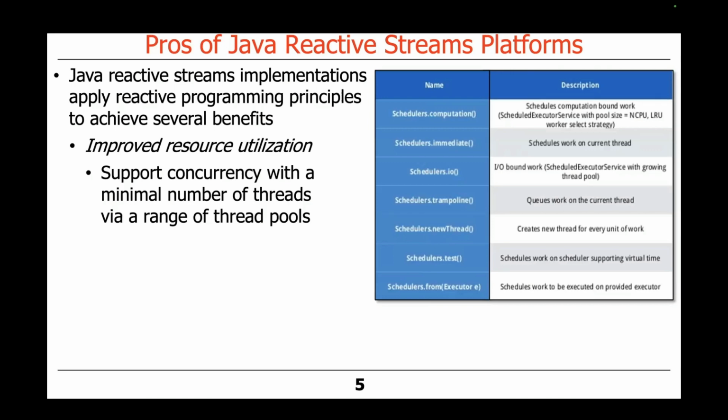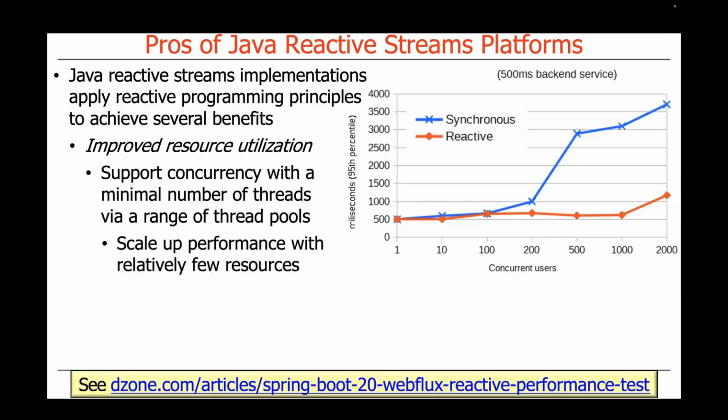The idea was to support concurrency, or parallelism for that matter, with as few threads as possible, using a whole bunch of different kinds of thread pools that are optimized for different kinds of behaviors. Sometimes they're optimized for I/O behaviors where they'll be blocking. Other times they're optimized for computation-centric behaviors where you're going to have a lot of stuff running in the background, but they don't have to block. The goal is really to be able to scale up performance while using relatively few resources.